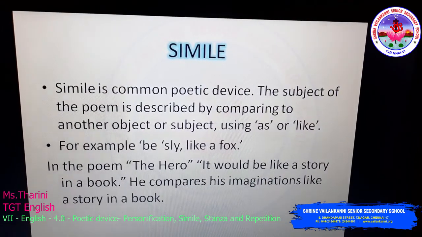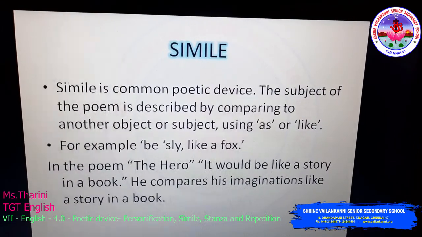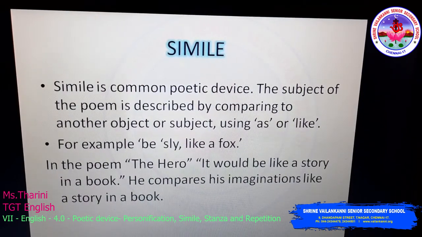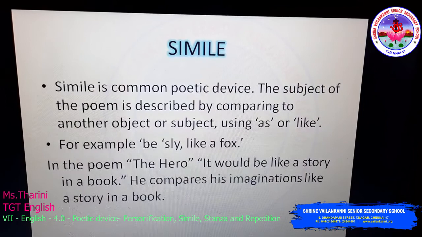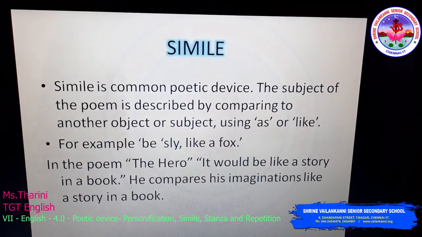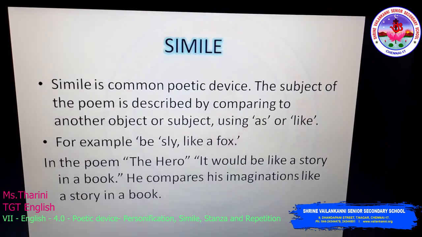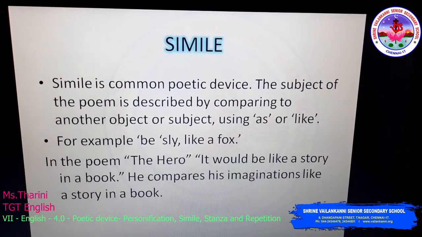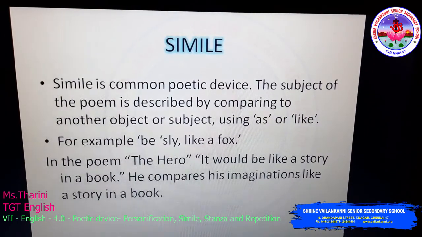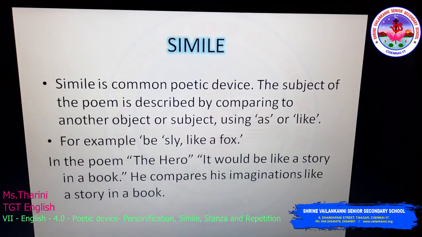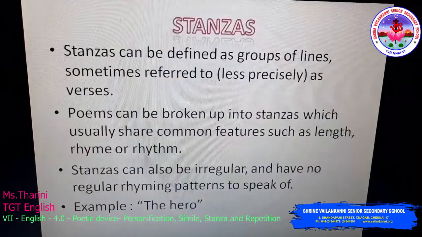In the poem The Hero, it would be like a story in the book. So he compares his imaginations to a story in a book. Comparing another object or subject using the word as or like, that is called a simile.